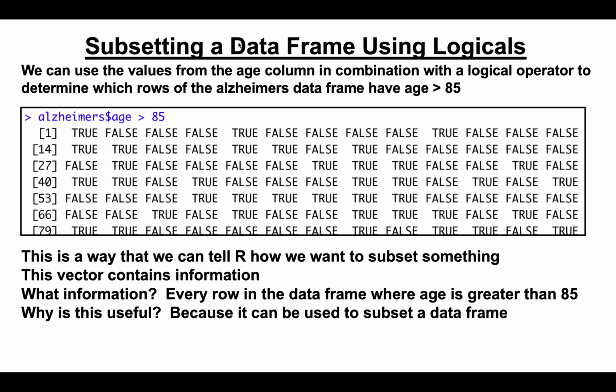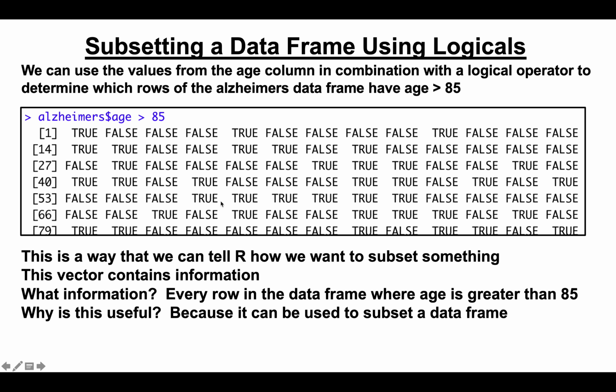And so why is that really useful? Well, we're going to put everything together here, where we're going to do some subsetting, taking advantage of $ notation and logical operators all at once. So we can access that age column from the Alzheimer's data frame, and we can combine that with a logical operator and say, I want to know which rows of the Alzheimer's data frame have an age value of greater than 85. This line of code will give us back that logical data telling us which rows have values greater than 85 in the age column.